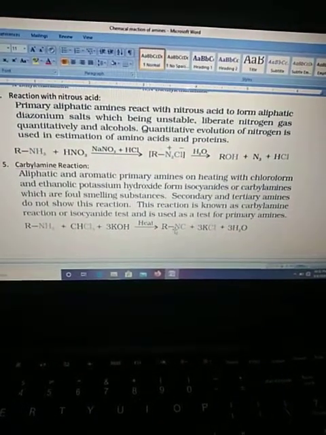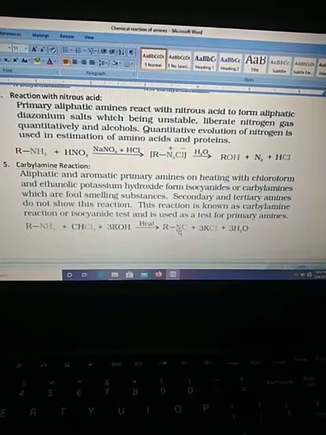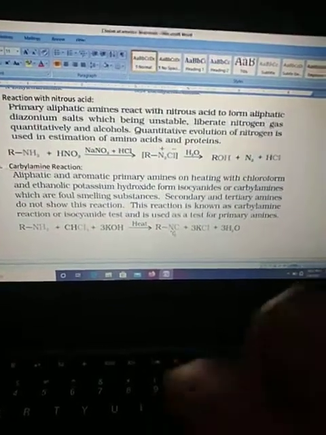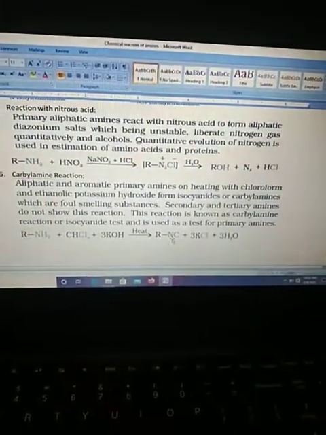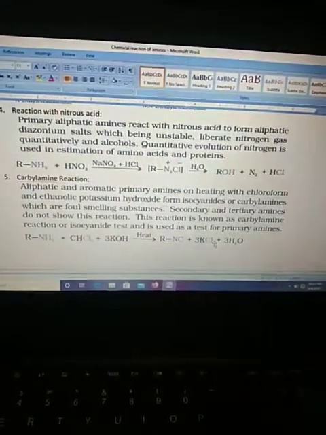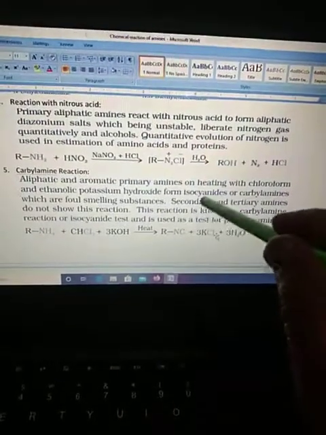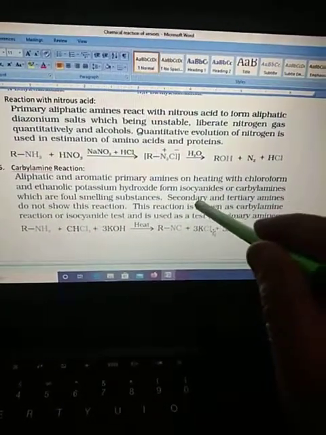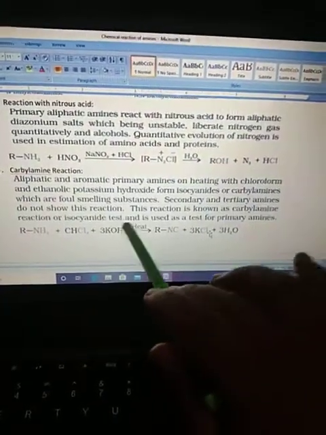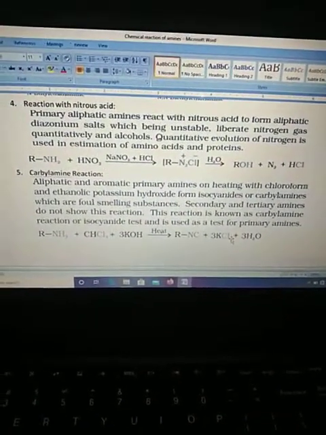it is going to form an isocyanide compound which has a very bad, unpleasant smell, or we call foul smelling substances. Isocyanide plus KCl plus water. This is known as the carbylamine reaction. This is also a test for primary amine, because secondary and tertiary amines do not show this test. It is also known as the isocyanide test, or we call it the carbylamine test.